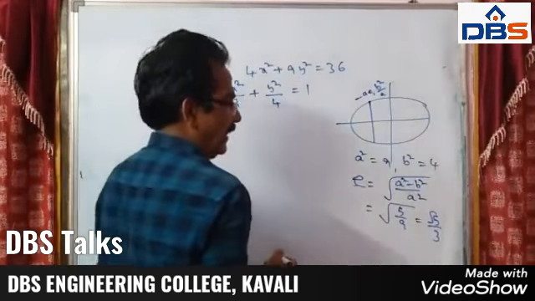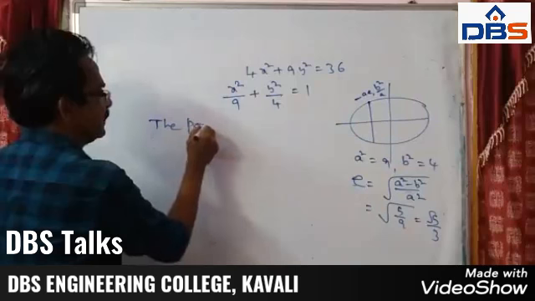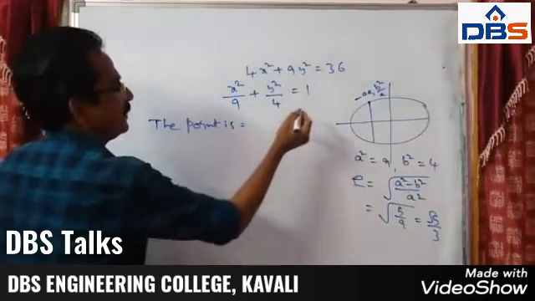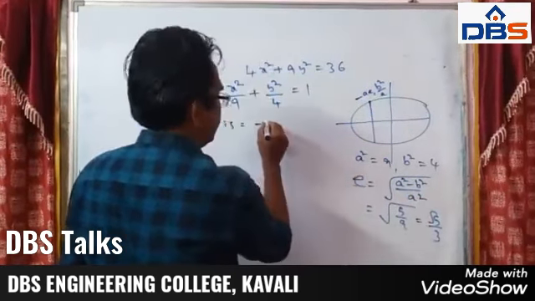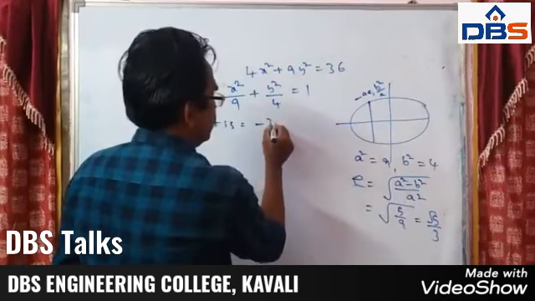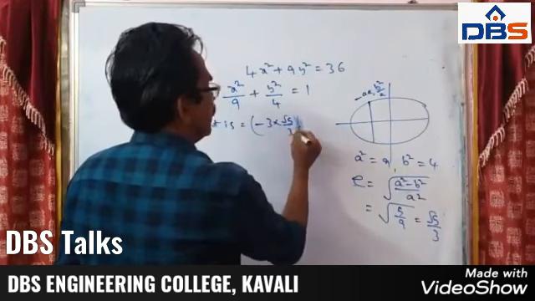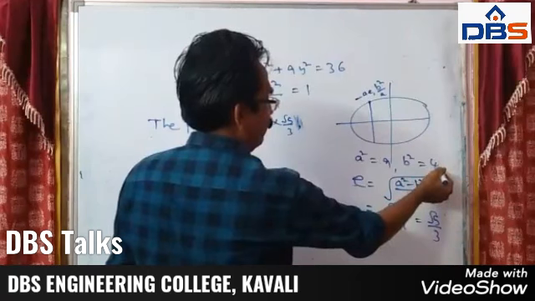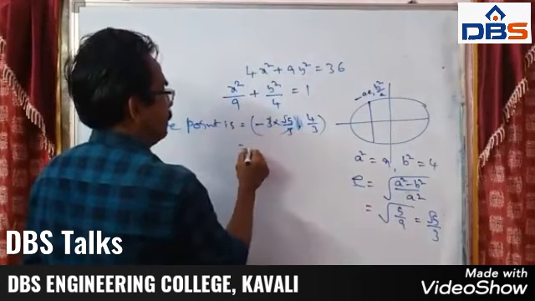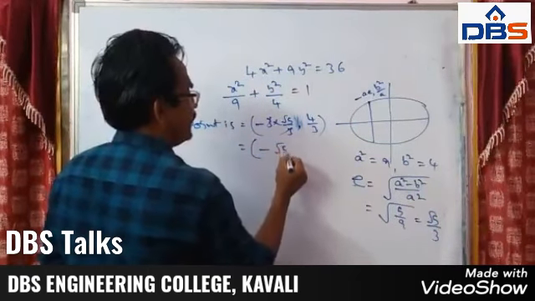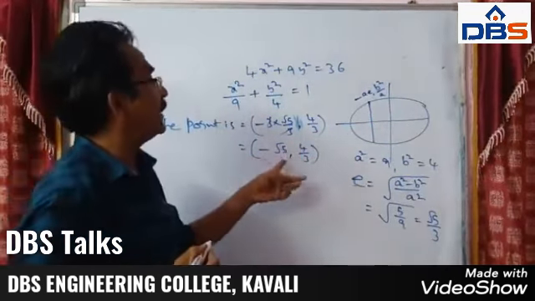So the point minus ae: a is 3, e is 3 into root 5 by 3. And b square by a: b square is 4, a is 3, so 4 by 3. So 3 gets cancelled, and the point is minus root 5 comma 4 by 3.